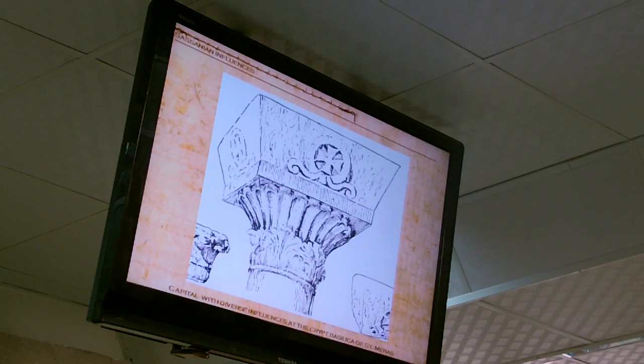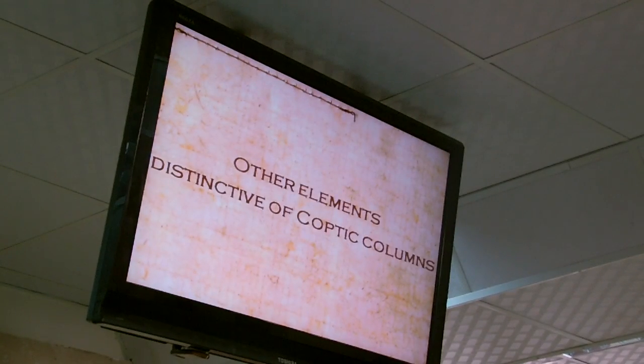Here we have acanthus leaves topped by a corolla of petals, and then an impost, a Byzantine-like impost. We have other elements distinctive of Coptic columns.